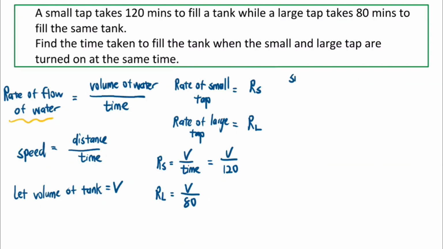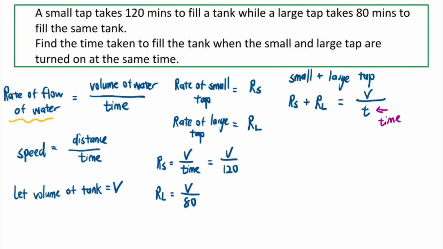Then next, when both the small and large tap are turned on at the same time, let's analyze what happens. We can write down the combined rate, which is the rate of flow of water in the small tap, RS, plus the rate of flow of water in the large tap, RL, equals the volume of water in the tank divided by the time taken. I'm going to use small t to represent this, and this small t will be the time taken to fill the tank when both the small and large tap are turned on at the same time.